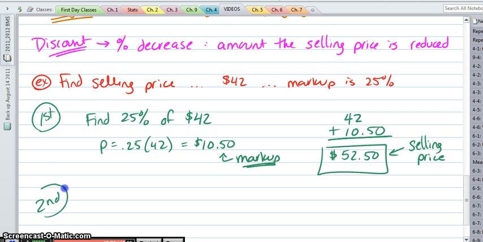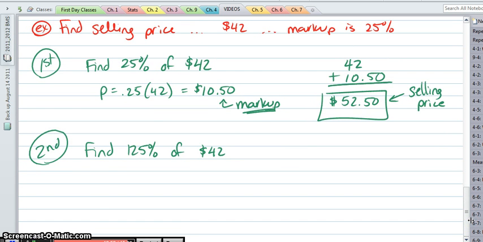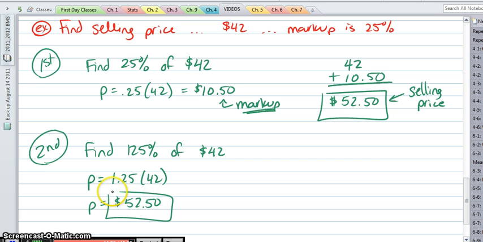The second method is to find the total percent. So we can find 100% of what the store paid plus the 25% of what the store paid, and do all of our calculations just with one step, because we know we're paying more than that 42, and that's what the 100% covers. So if I do that, I will get the $52.50 right away. Either way works. It doesn't matter to me which method you choose to use, but it's good to know both methods.